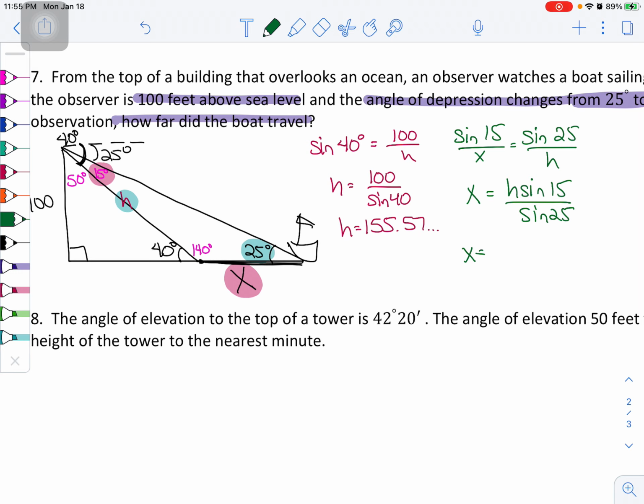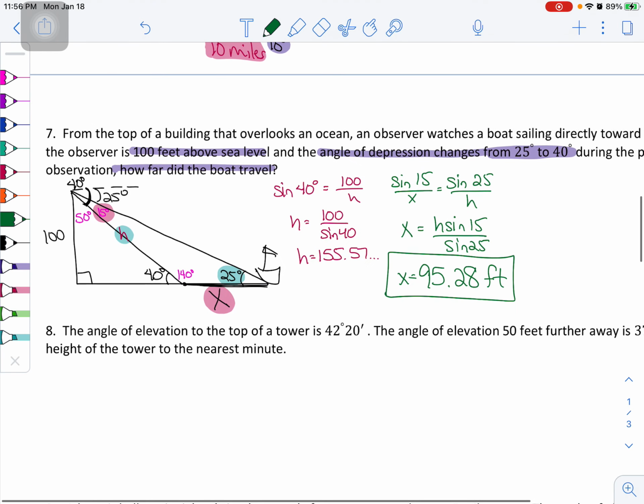So into my calculator, I already have H. I'm going to take that and multiply it times the sine of 15 and then divide it by the sine of 25. So X is equal to 95.28. I didn't round properly, so 95.28 feet. All right, double check. Yep, no rounding direction, so that's all it's going to be for that problem.